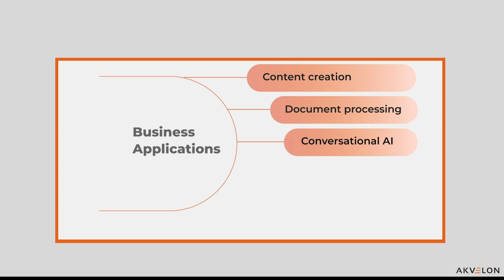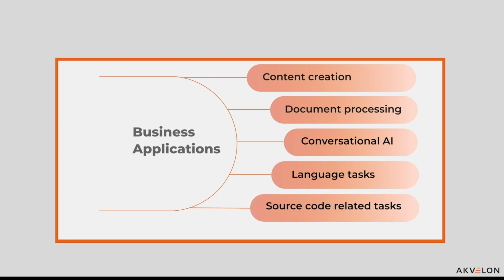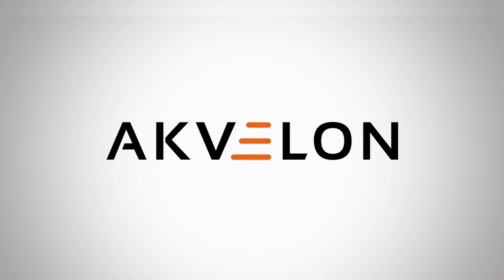Conversational AI, including chatbots or virtual assistants that can interact with users in a natural way and provide assistance or answer questions. Language tasks, including machine translation and text stylization. And source code-related tasks, such as generation, completion, correction, commenting, and searching. Overall, the potential applications for large language models in businesses are vast and are able to bring numerous benefits to the companies that utilize them. Good luck and have fun experimenting with large language models.